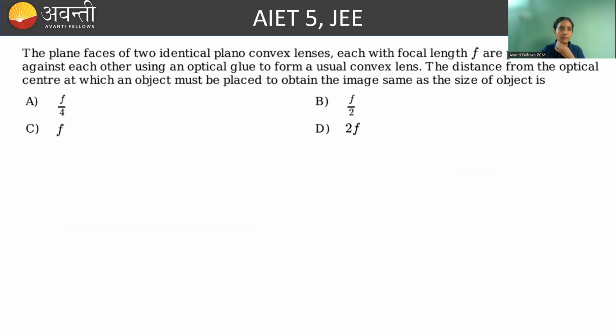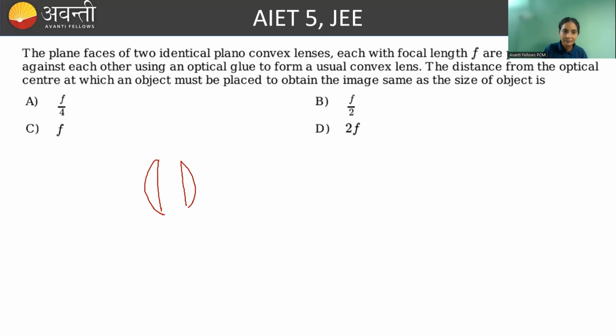Now, what is the question? The plane faces of two identical plano-convex lenses, each with focal length f, are pressed against each other using an optical glue to form a usual convex lens. So we have two plano-convex lens. This is one plano-convex lens. This is another plano-convex. What we are doing, we are bringing it together and then sticking it, right?